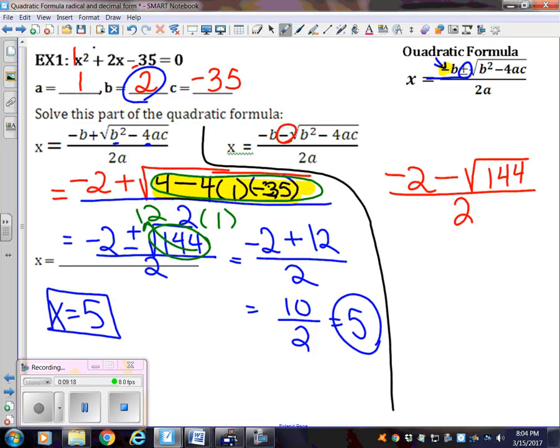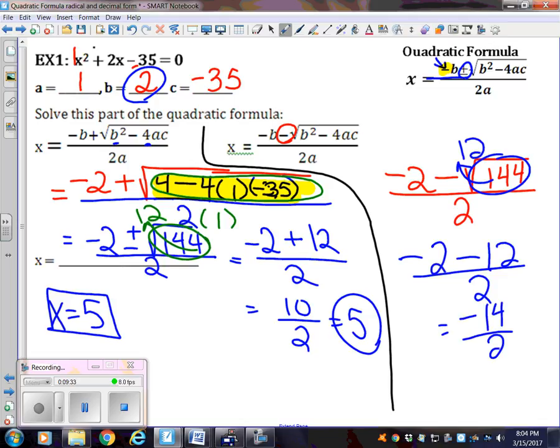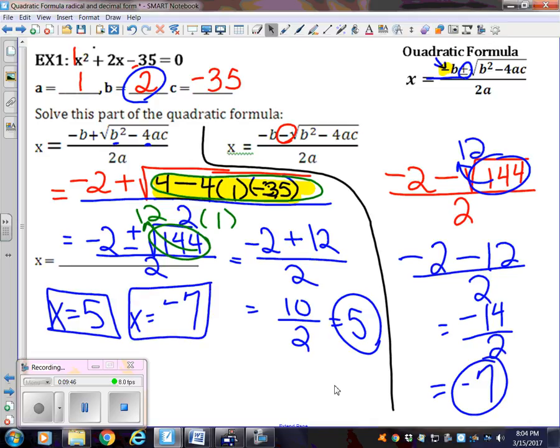So when I do this one, again, this is going to be 12. So it's going to be negative 2 subtract 12 all over 2. Negative 2 subtract 12 is negative 14 divided by 2, and this answer turns out to be negative 7. So my 2 answers are x equals positive 5 and x equals negative 7. I got that from the quadratic formula. Now I know what you're thinking. Why did I have to do all of that? I could have factored this. If I take a minute to go back up and look, this one would have factored.